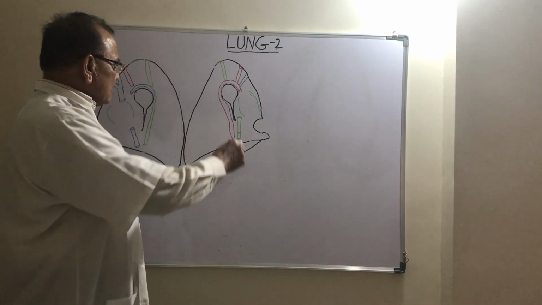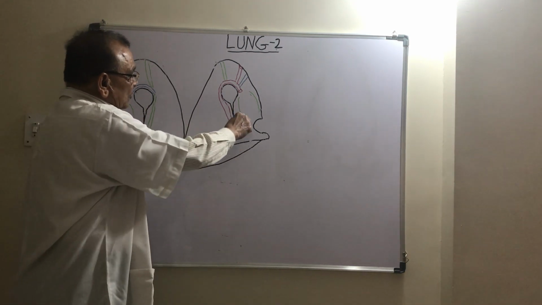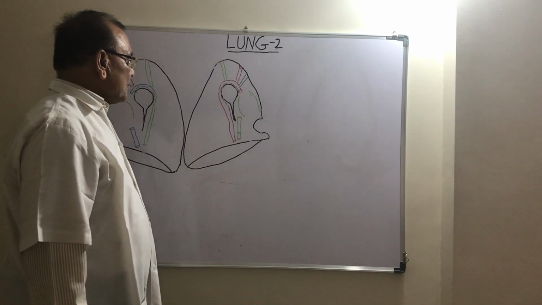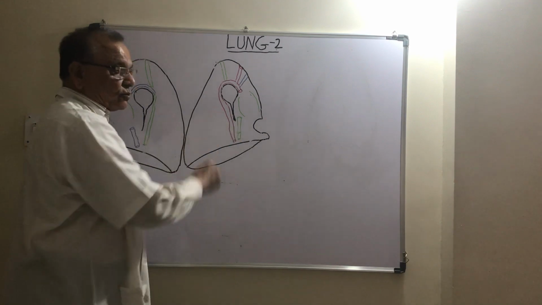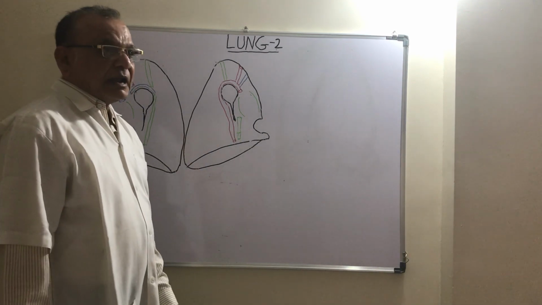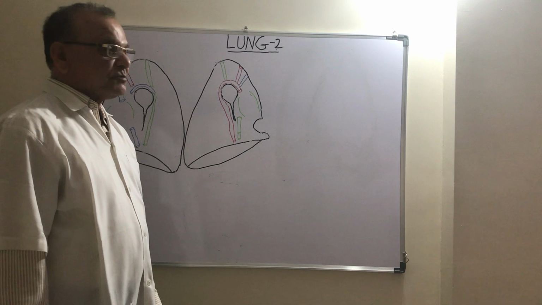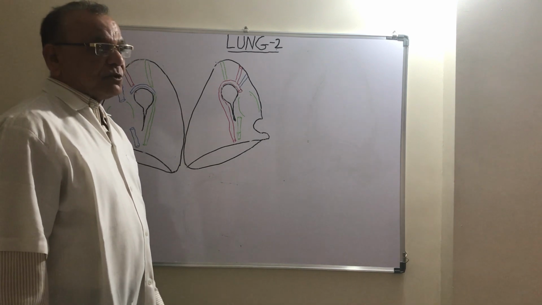Now below, in front of the lower part of pulmonary ligament, there is a vertical groove, and this vertical groove is produced by the left margin of esophagus.